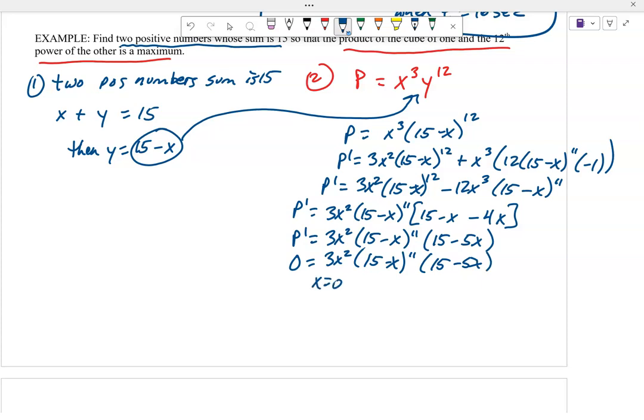So we get x equals 0 from that one. We get x equals 15 from that one. We get x equaling 3 from that one. So step 3.